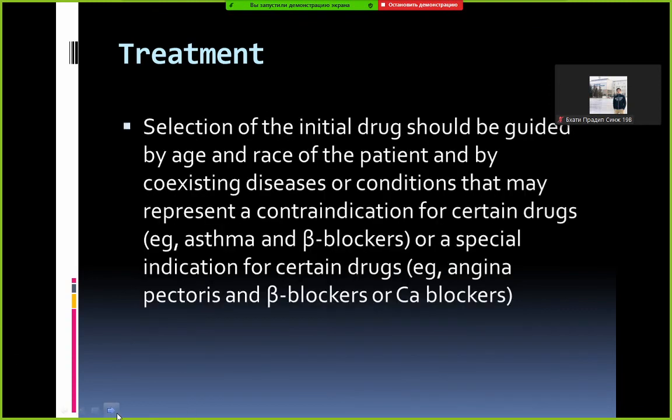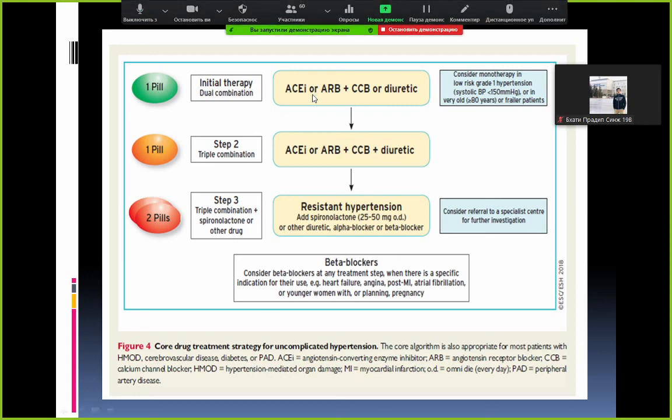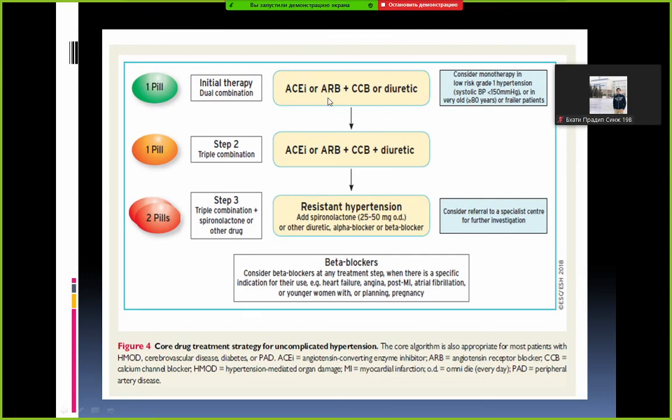Drug treatment strategy. So monotherapy nowadays is used in patients with low risk and grade 1 of hypertension. We may choose angiotensin converting enzyme blocker or angiotensin receptor blocker or calcium channel blocker or diuretic for monotherapy.